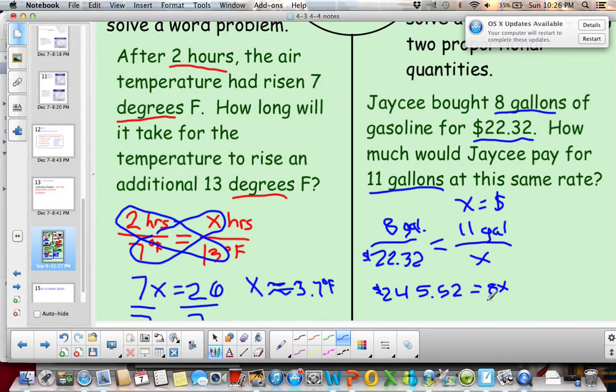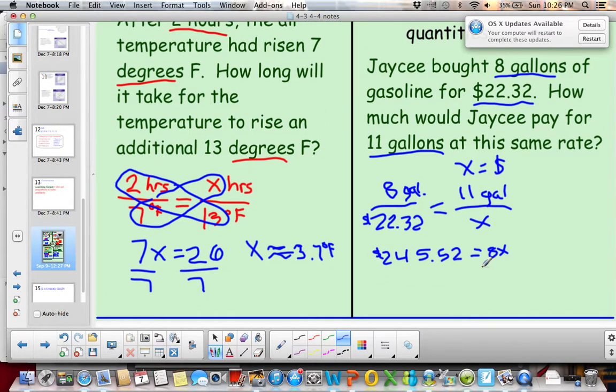Okay, because $22.32 times 11 equals 245.52. 8 and x equals 8x. And then I will divide both sides by 8, and I get x equals $30.69. So that tells me that for 11 gallons, you would pay $30.69 at this same rate. Okay? So 8 gallons for $22.32 is equivalent to 11 gallons at $30.69.